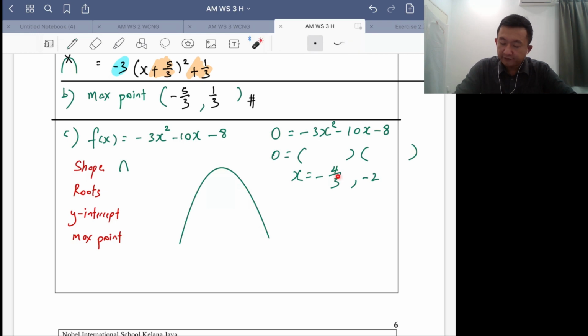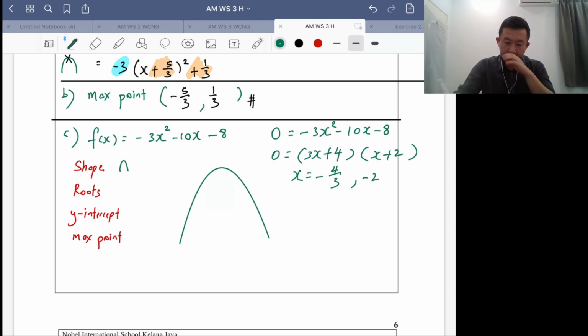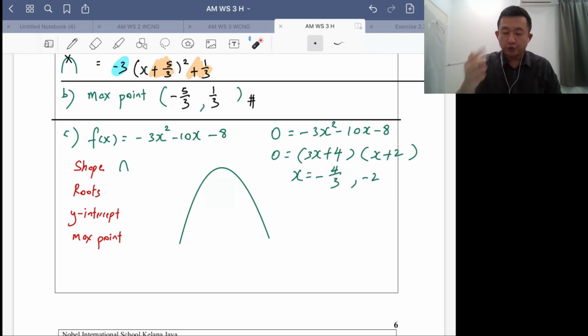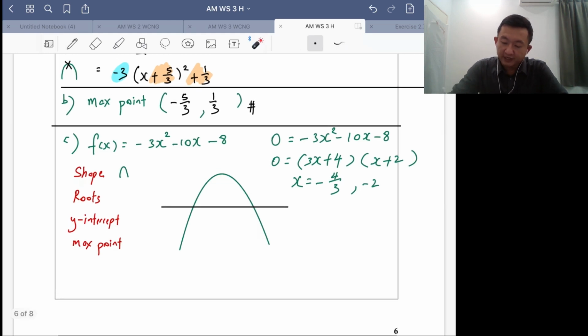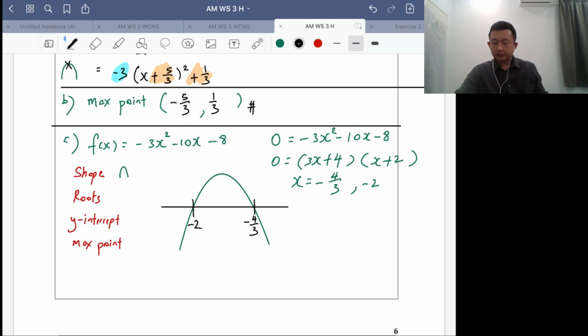This is -4/3, so you move: 3x plus 4. This is something that you should know before this. This is x plus 2. Now that you know there are two x values, meaning there are two roots, meaning there are 2 points of intersection, you can just draw your graph like this. 2 points of intersection, you see? 1 and 2. You put in the values here: -4/3, -2. Which one is the smaller one? The smaller one is on the left. So the smaller one is -2, on the left. -4/3 is slightly bigger, so it's on the right.